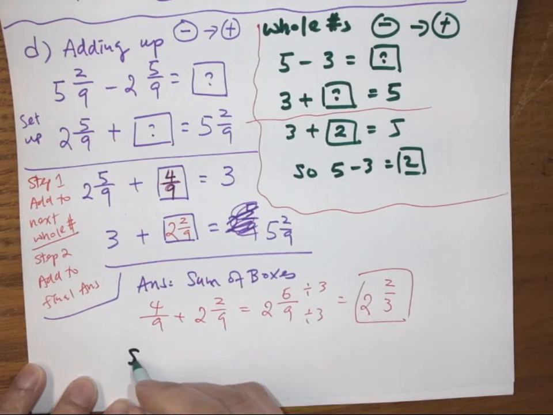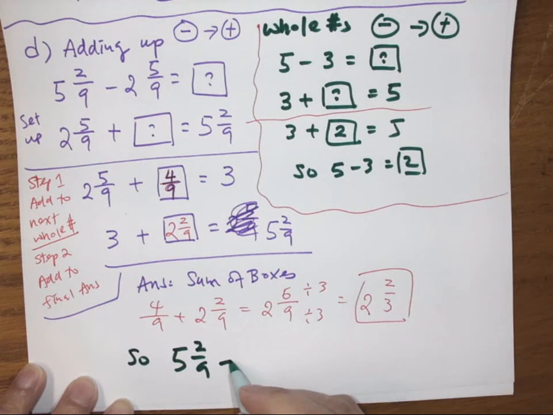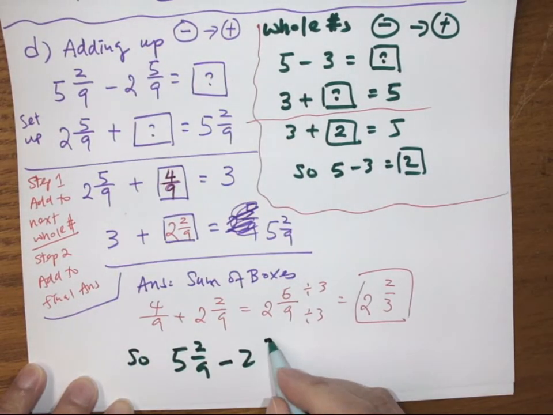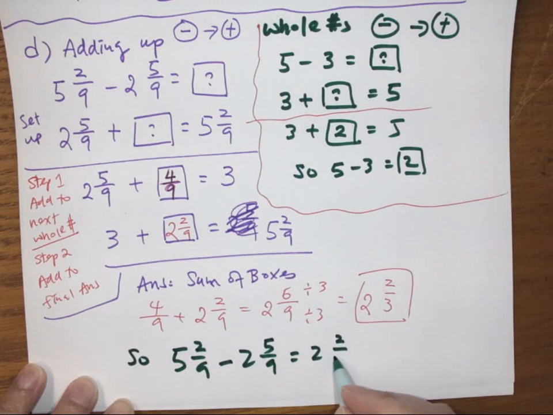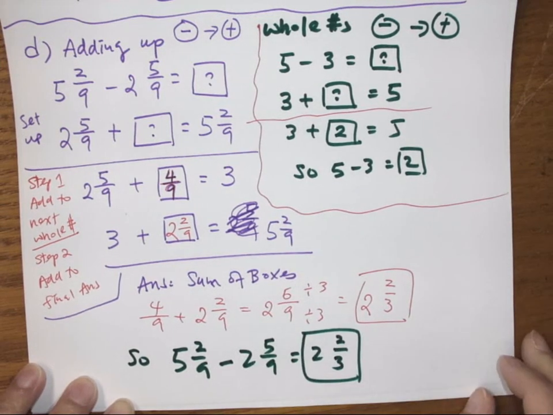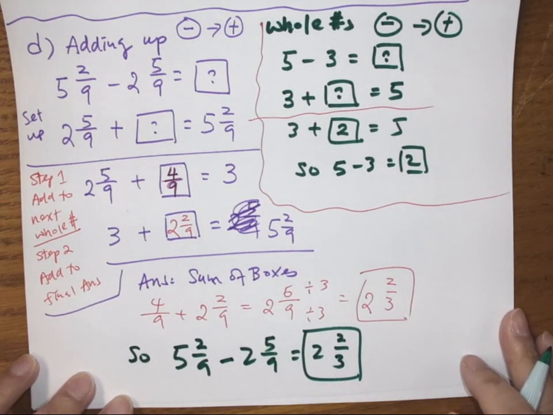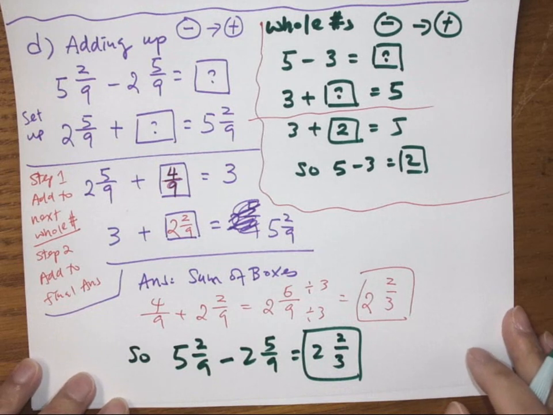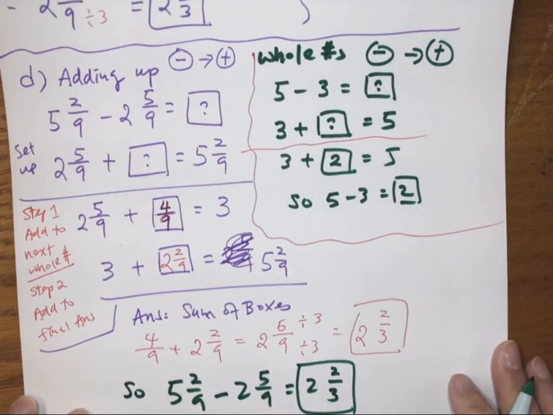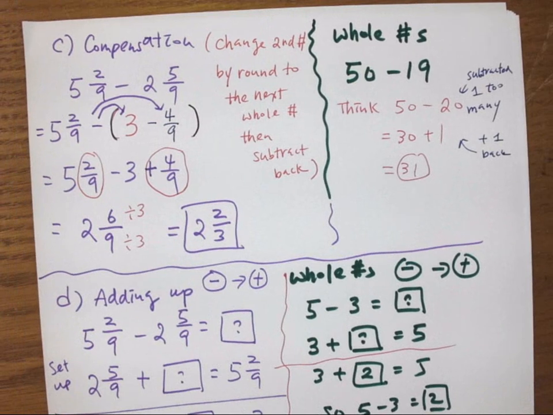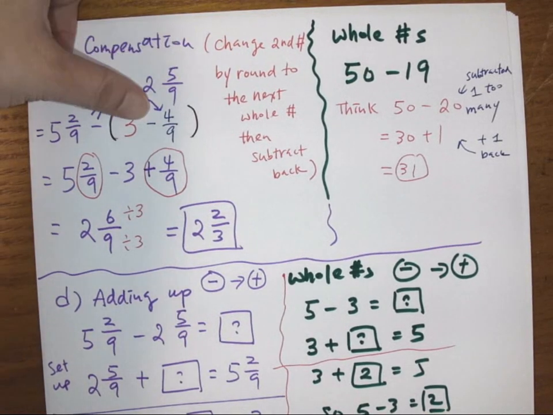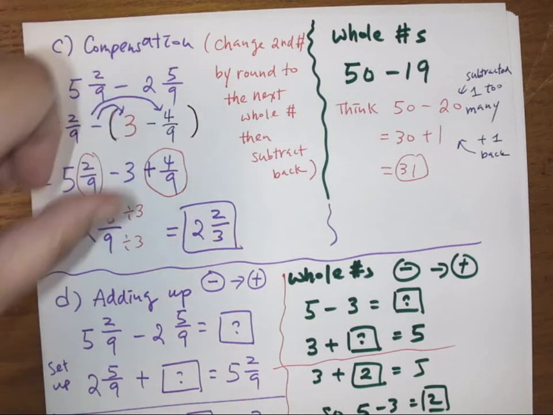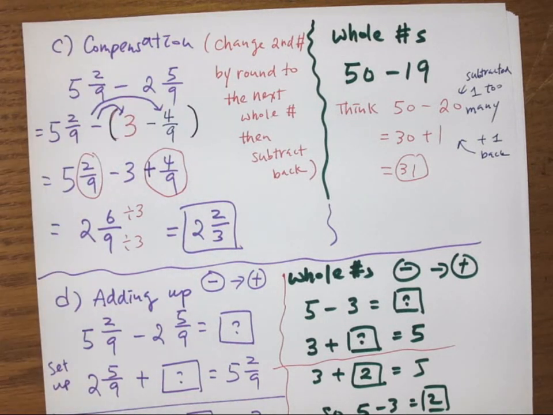So finally, we know 5 and 2/9 subtracting 2 and 5/9 will equal 2 and 2/3. Okay, so for adding up or missing addends, we change subtraction to addition. And for our compensations, we need to subtract to the next whole number and add back what you subtracted extra. Thank you.